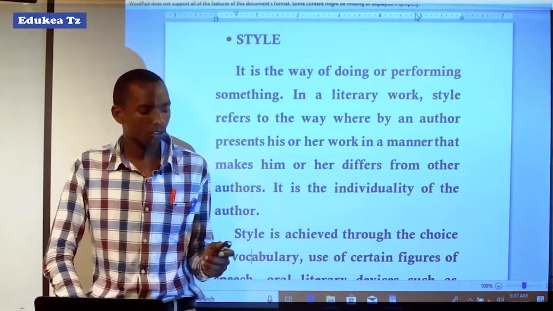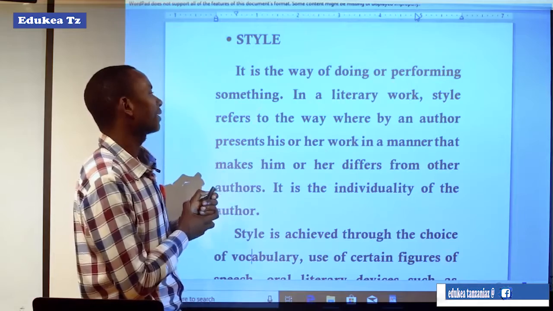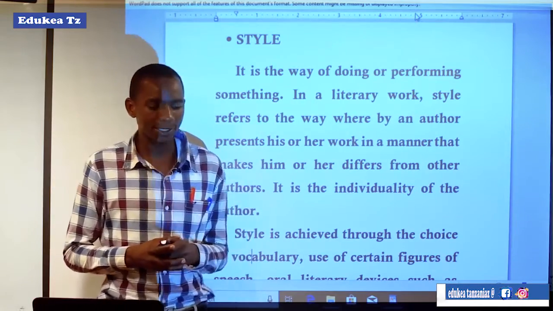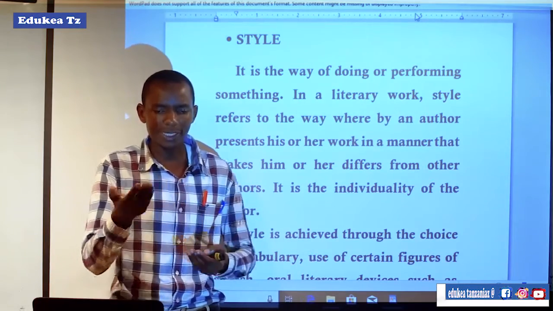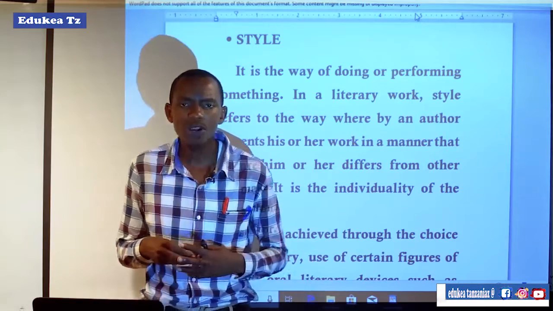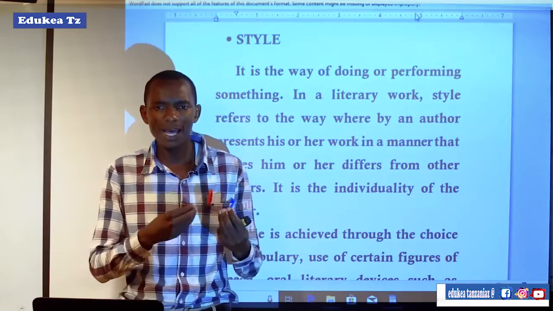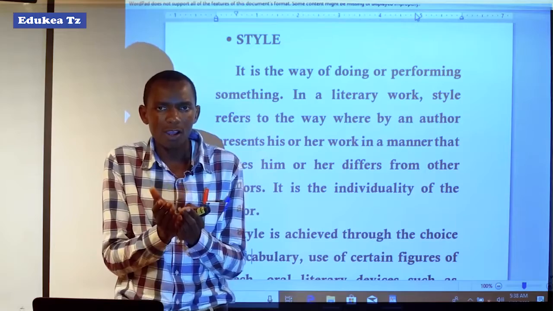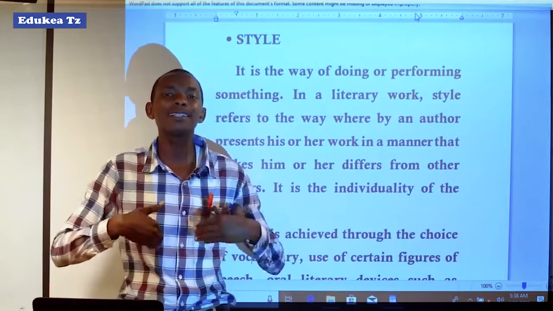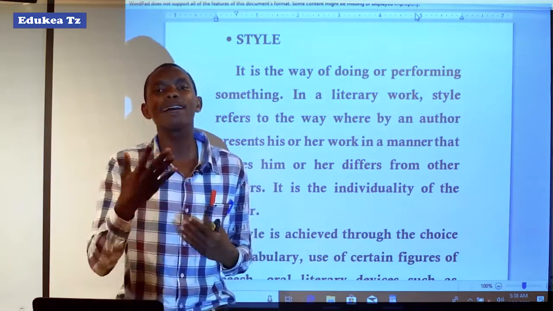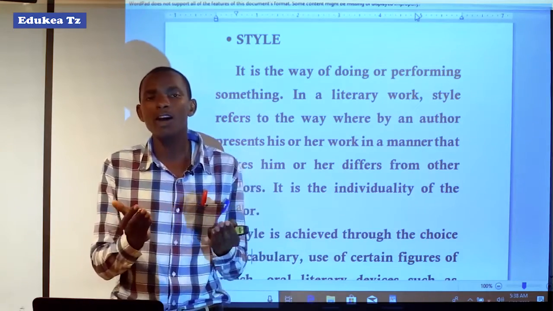Another issue is style. Style is the way of doing or performing something. When we are speaking about style, it simply means the way we perform or do a certain thing. If I'm trying to drive a car, what are the several techniques, or the way I'm trying to drive a car? That simply means style. How do I drive a car? How can I prepare chapati? That is the style we are talking about here.